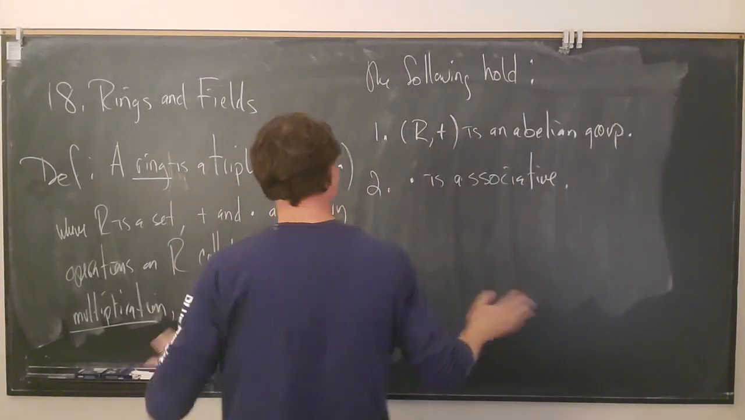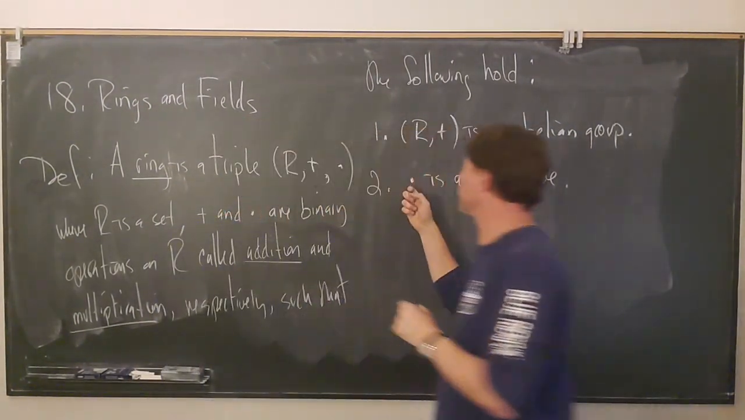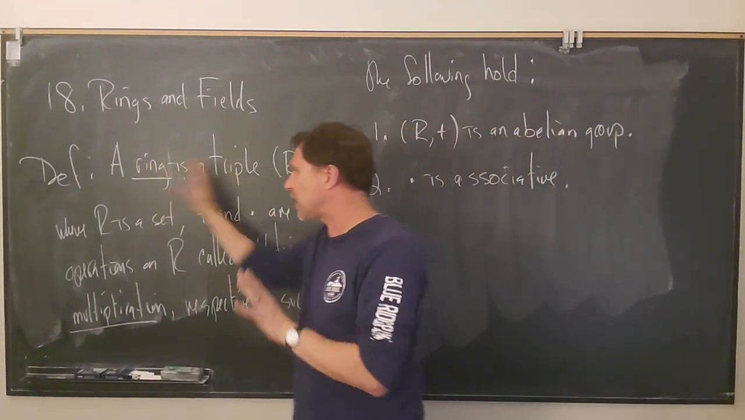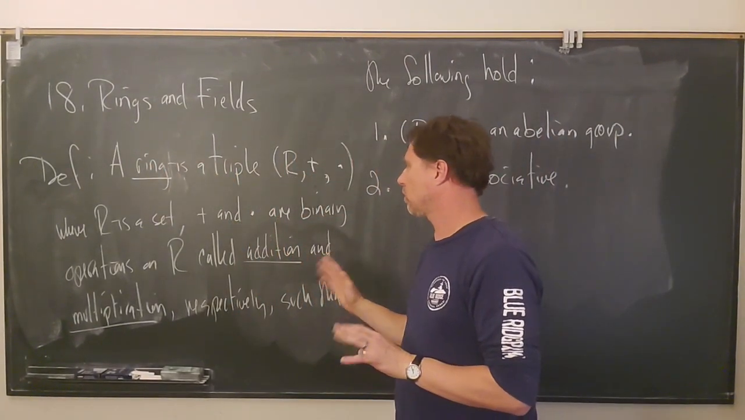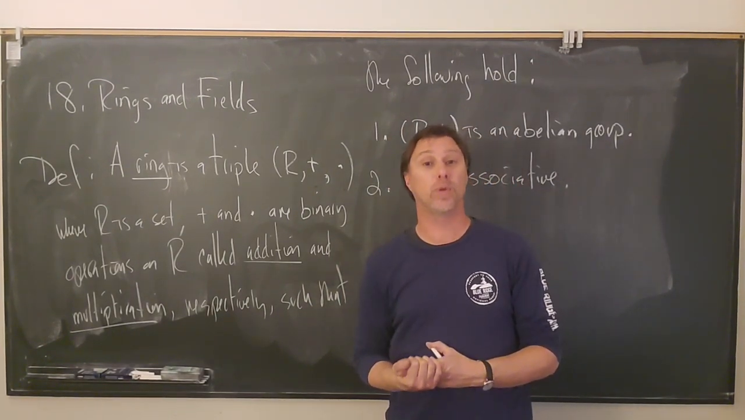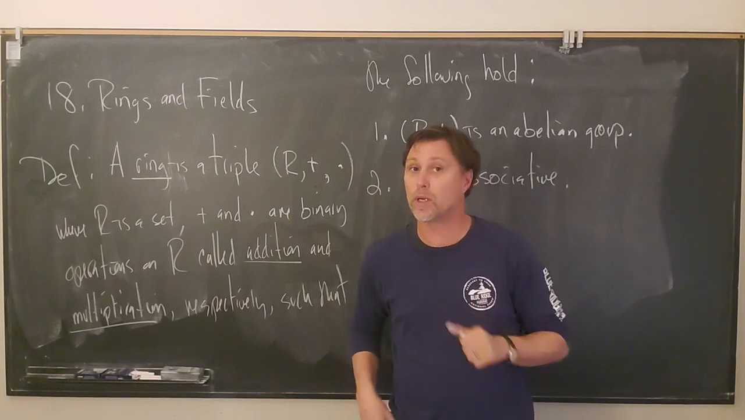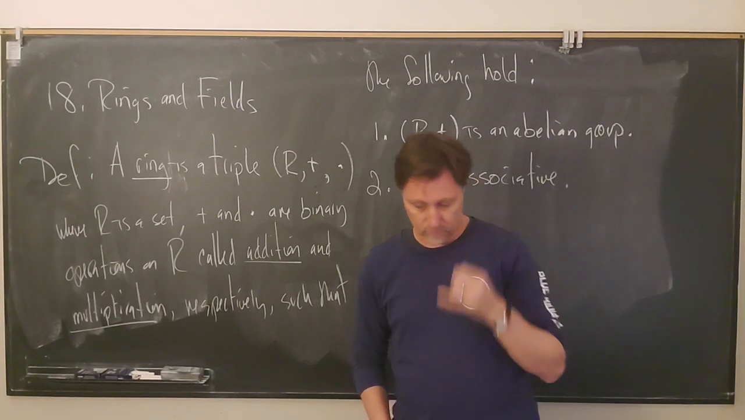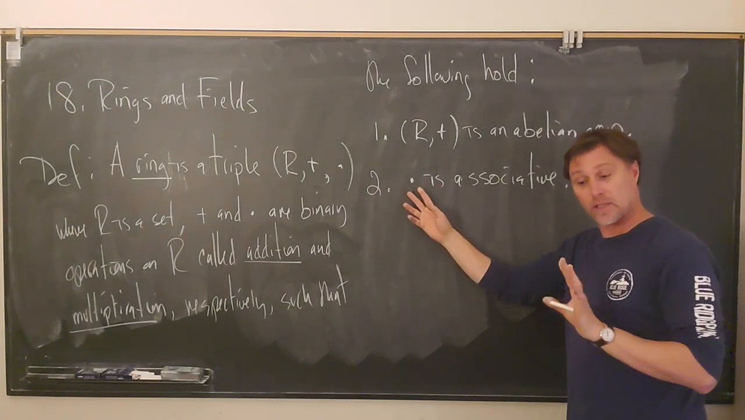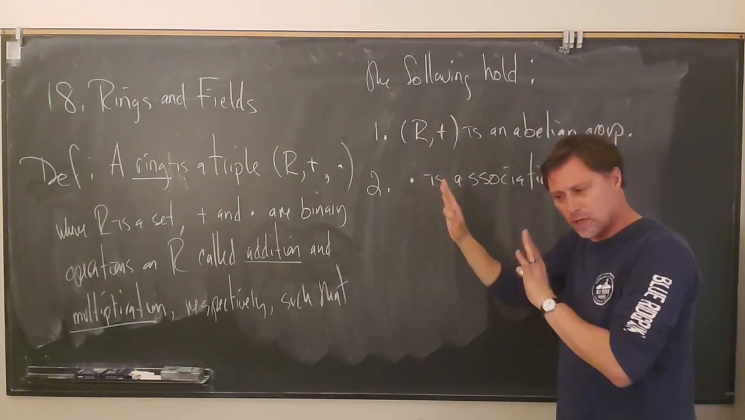We don't expect R to be a group with respect to the multiplication. Remember, we're trying to generalize the idea of the integers. If we look at Z, it's a group under addition, but it's not a group under multiplication, since there are no inverses. But it is associative: multiplication is associative when we work with the integers. So we're trying to generalize this idea.